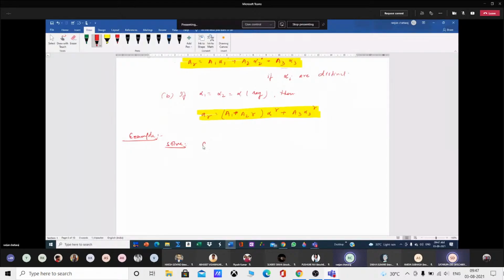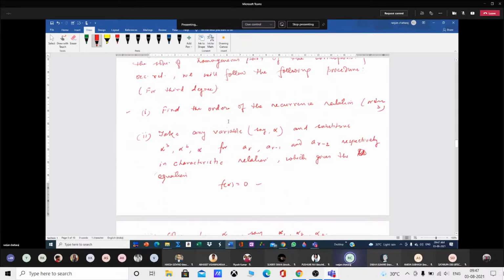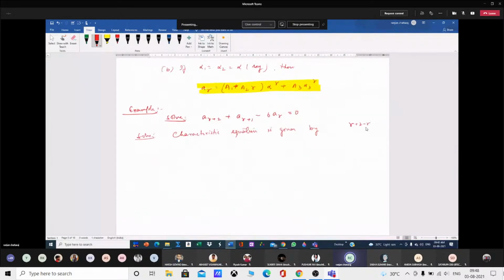Example: A_{r+2} plus A_{r+1} minus 6 A_r equals 0. How to solve it? So the solution: characteristic equation. Characteristic equation is given by, okay. So what is the highest one? You see. Find the order of the recurrence relation. What is the order of the recurrence relation? It is 2. First one is r plus 2 minus r. So it is 2.